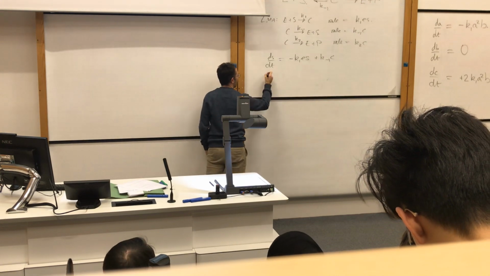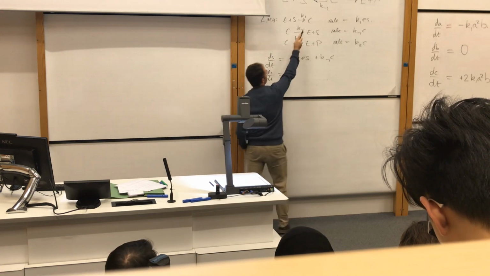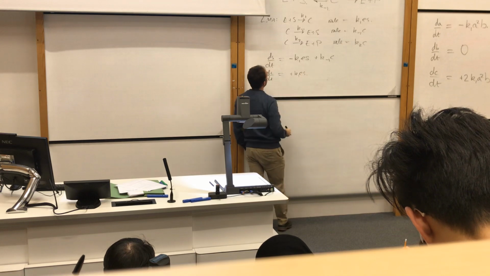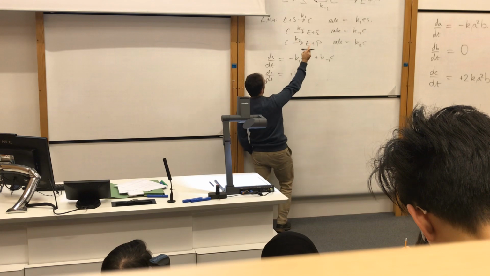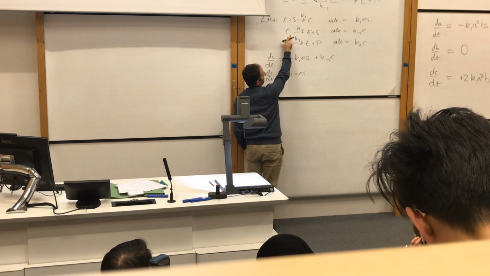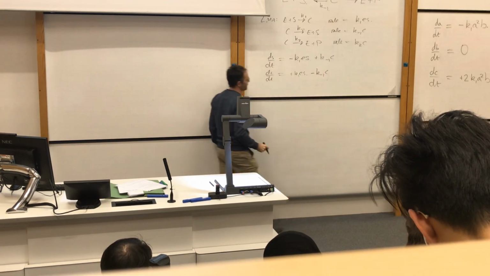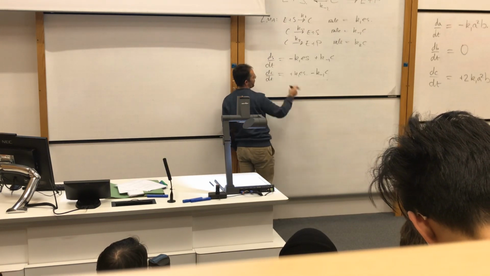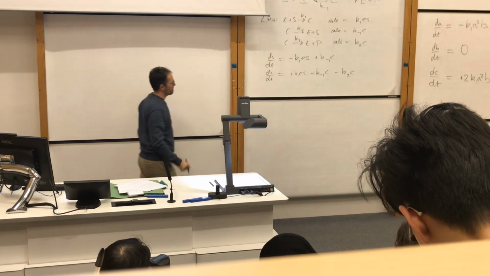What about C? Well, C is being created in the first step at rate K1 ES, so we'll have a plus K1 ES. C is being used up in this step with rate K minus 1 C. We'll have a minus K minus 1 C. C is also being used up in this reaction here, so we'll have a minus K2 C.